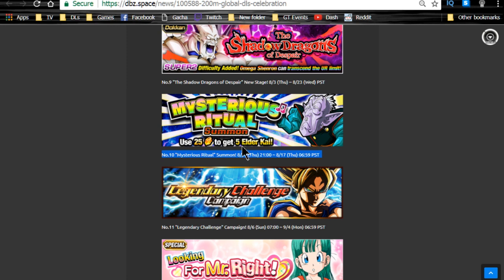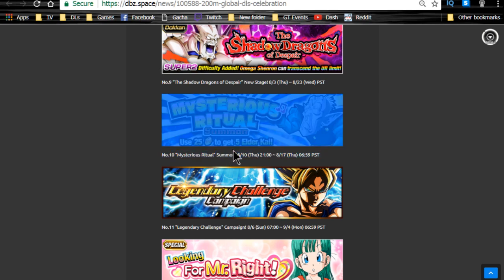But I guess we can't, we just had the other one. So that's going to be way too many Elder Kais all at once. But I'm not complaining. I think I already have like 8 more between the World Tournament and all the other awards that I got. So pretty damn happy about that, and I maxed out everything I had right now.